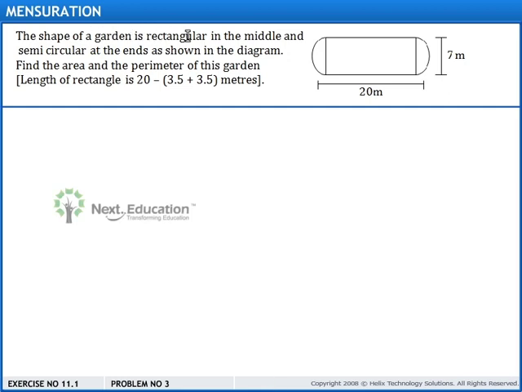The shape of the garden is rectangular in the middle and semicircular at the ends as shown in the figure. Now we need to find here the area and the perimeter of this garden. Now let's begin the solution.